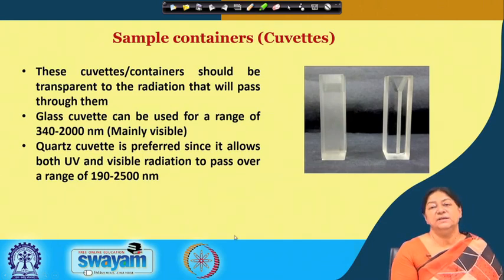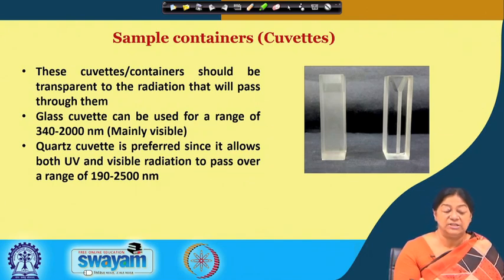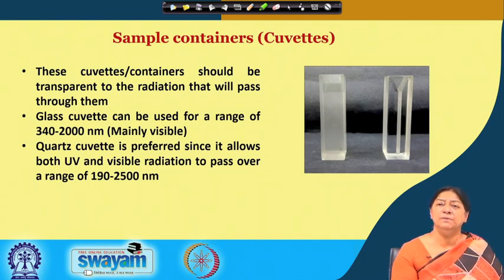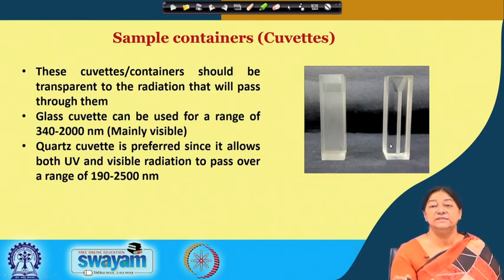The sample containers are called cuvettes, and in these cuvettes we will need transparent cuvettes, glass cuvettes or quartz cuvettes, which will have minimum absorption of light, because we do not want the sample cell holder to absorb any light. Our sample is to absorb the light, which will tell us how much light is being transmitted to give us a value of the absorbance of the sample.